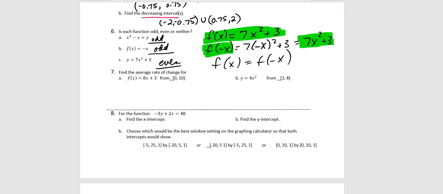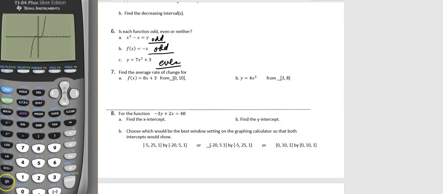Let's check this one on our calculator too. So I'm going to clear my grapher, and I'm going to enter 7x squared plus 3. And then I'm going to graph it. And I can see that it's clearly symmetrical about the y-axis. In other words, it mirrors about the y-axis. So it clearly is an even function.